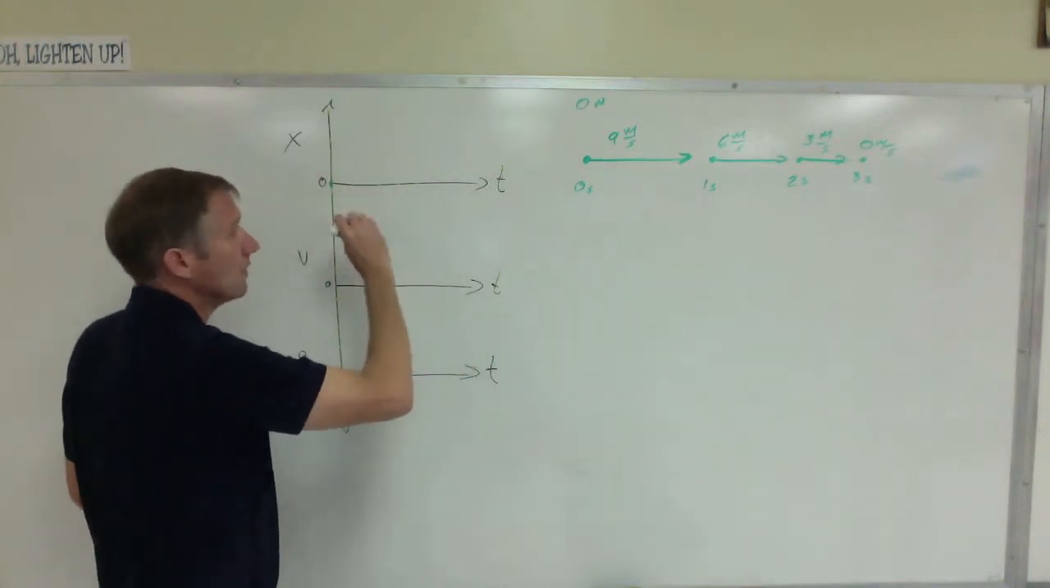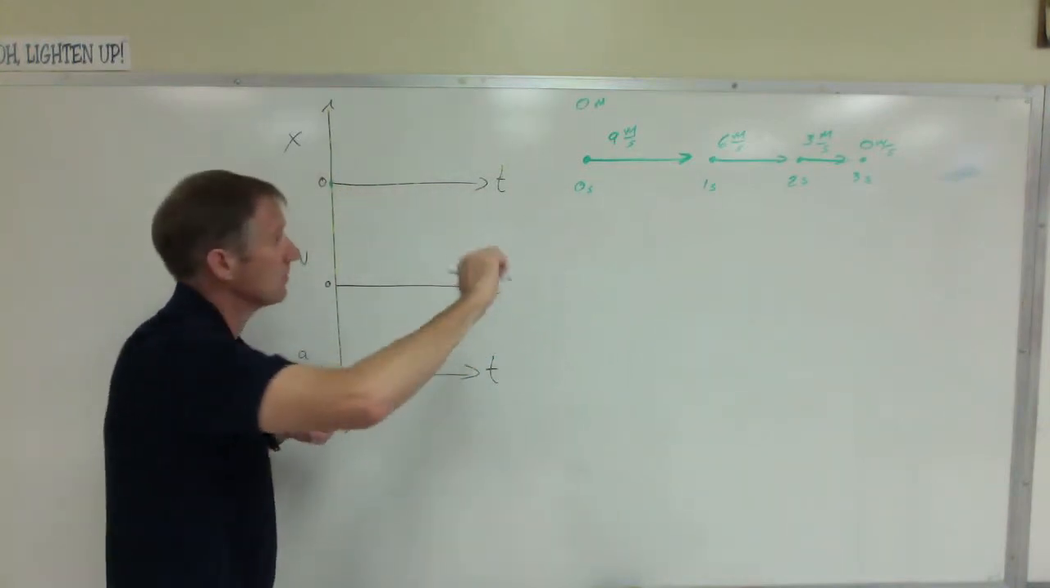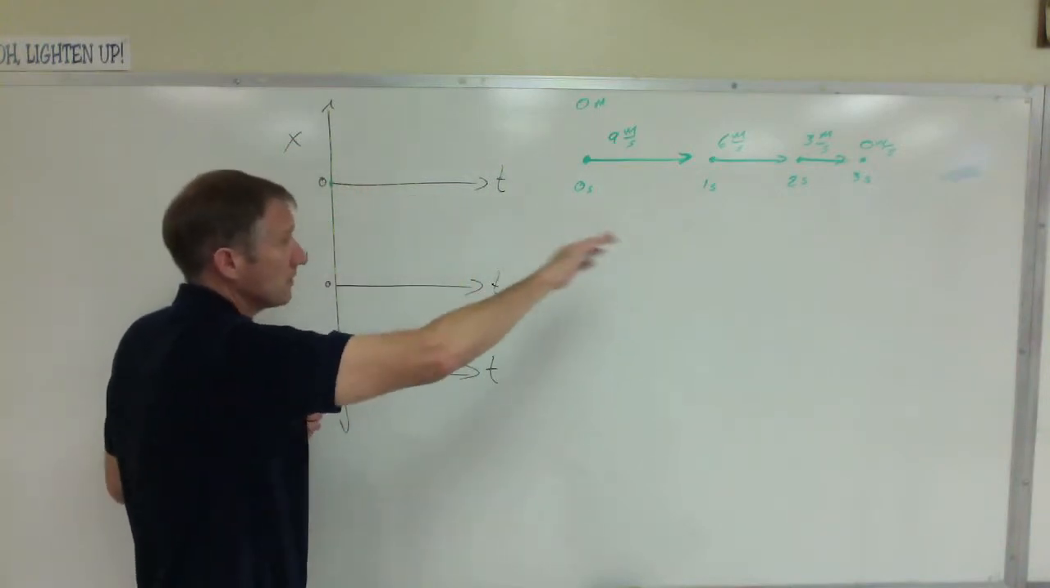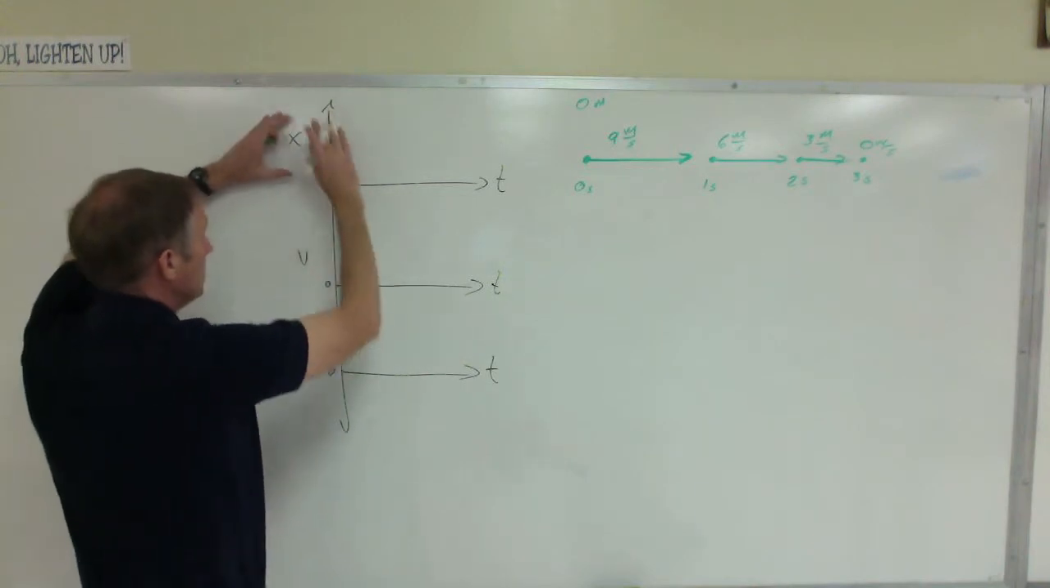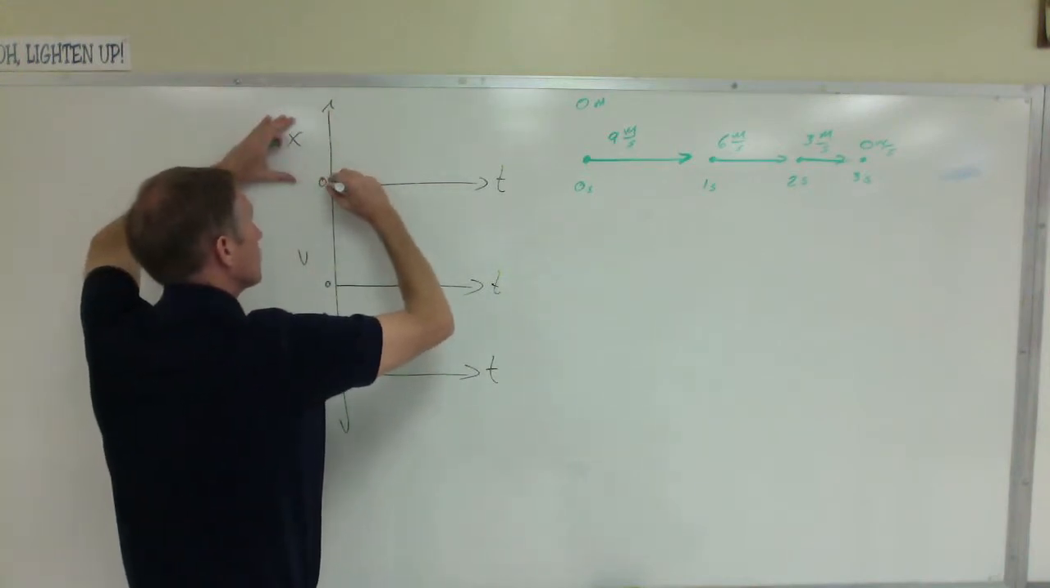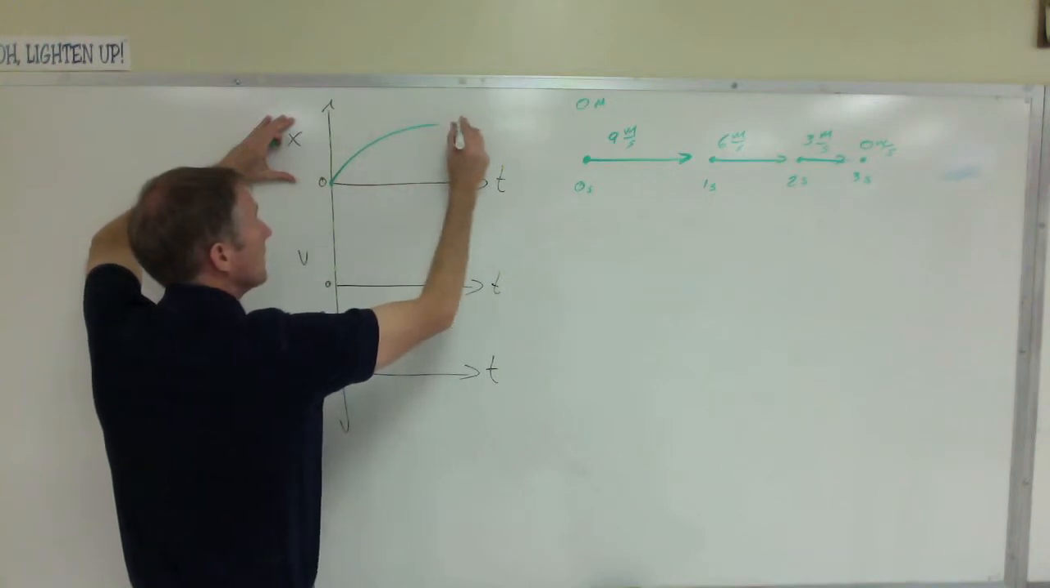So you're still moving to the right. You're at 0 meters. You're still moving to the right. And I said right is positive. So you started here and you're going to the positive direction. Well, on this, the position is on that y-axis, and so positive is up. Okay, so it would look something like that.